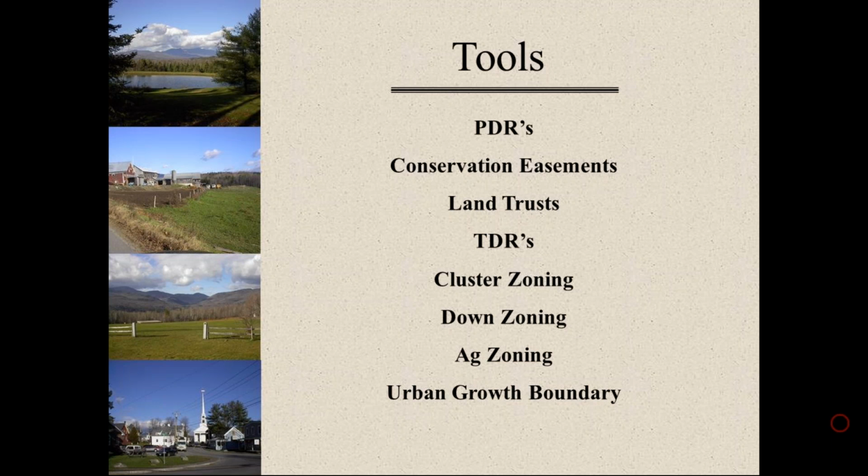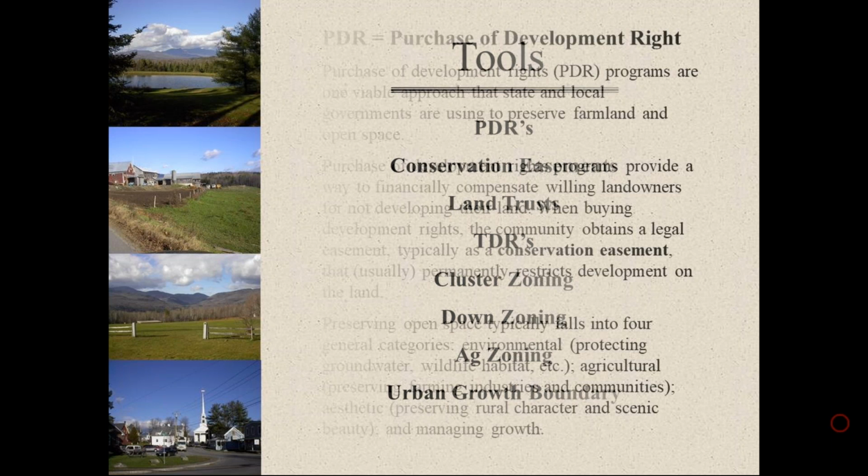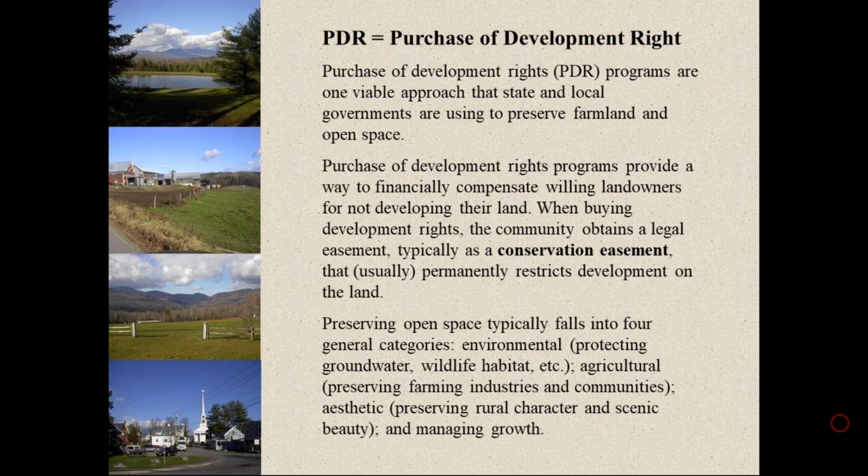So some means of preserving land, whether it be for agricultural purposes or for environmental purposes, are PDRs, conservation easements, TDRs, land trusts, cluster zoning, down zoning, ag zoning, urban growth boundary. I know in past exams they've talked a lot about transfer of development rights, which we'll go into in the next couple slides, as well as use of conservation easements or strict growth boundaries to preserve rural and open spaces.